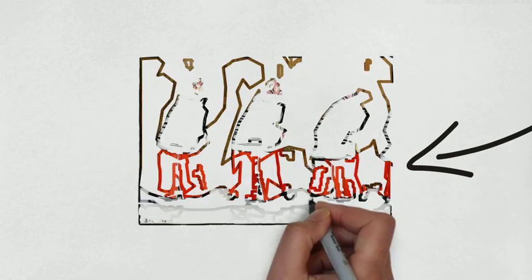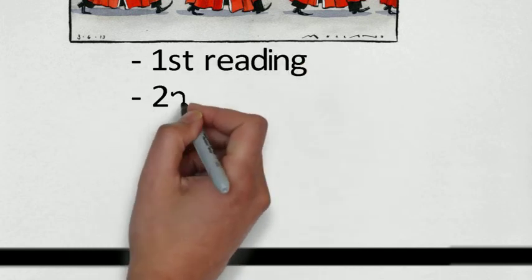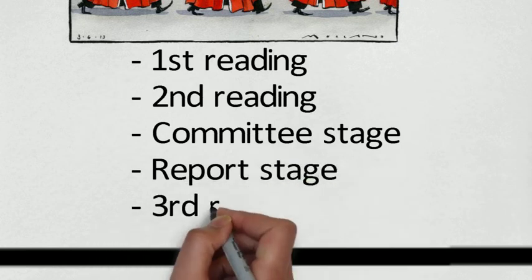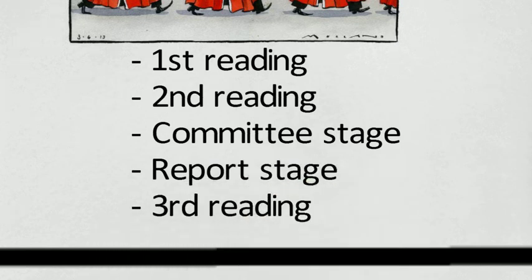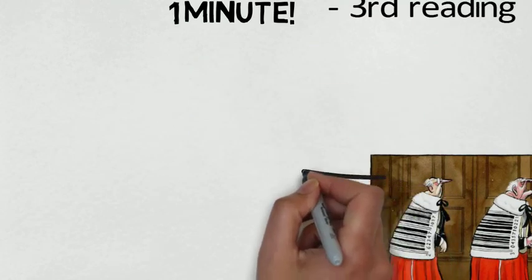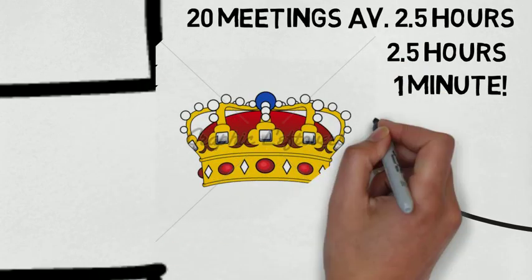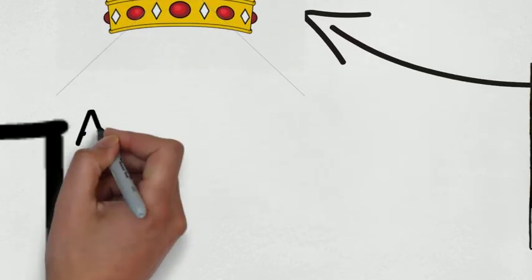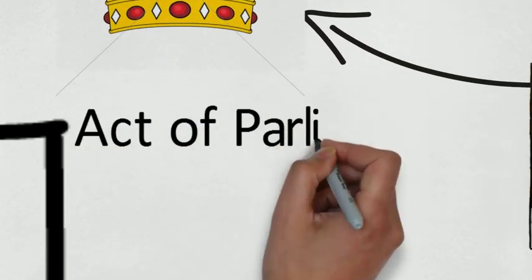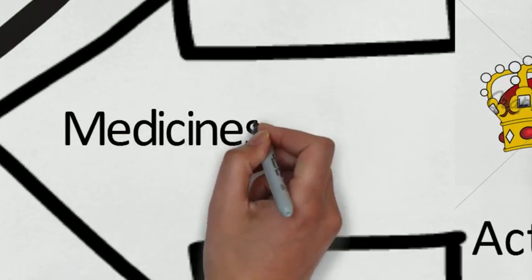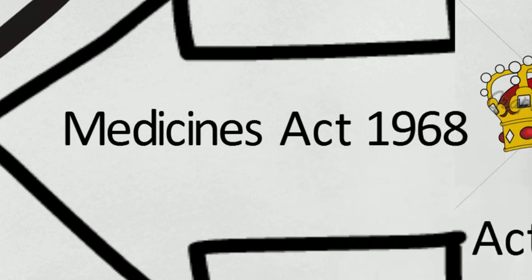After it's gone through the House of Commons, it has to go through the same 5 stages in the House of Lords. The House of Lords can introduce significant amendments, but they can't delay any non-financial bill for more than 1 year. Again, it can take varying amounts of time. Considering the Medicines Bill, we've got 1 minute for the first reading, 1.5 hours for the second reading, 2.5 hours for the committee stage, the report stage took about 2 hours, and the third reading took, again, 1 minute. Then it has to go to the monarch. Once it has received royal assent, it can become an Act of Parliament. The Medicines Bill was given royal assent on the 25th of October 1968, hence why it's called the Medicines Act 1968.